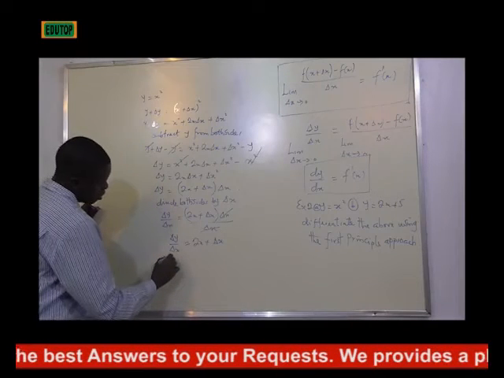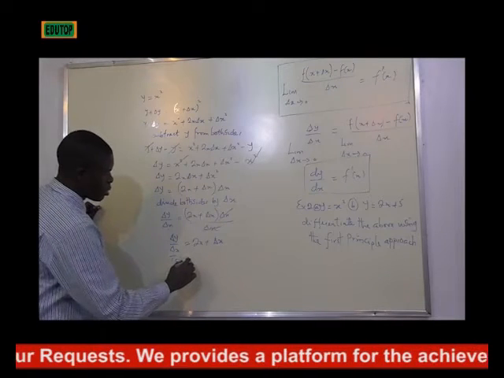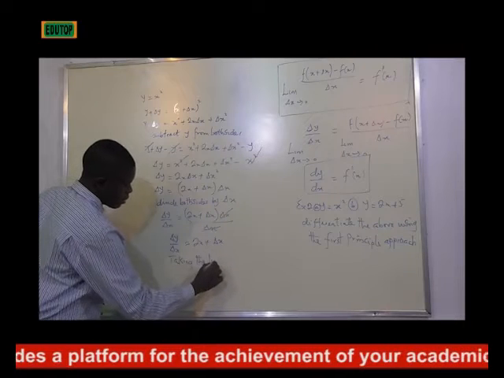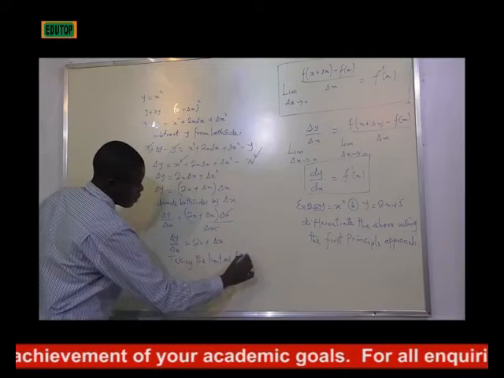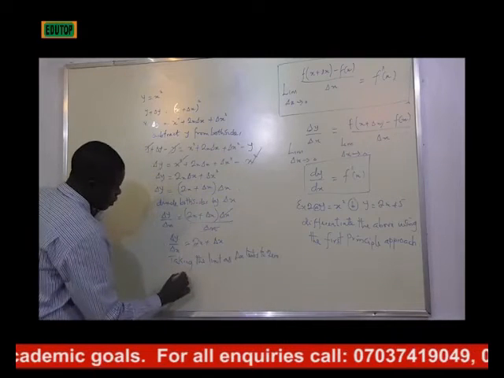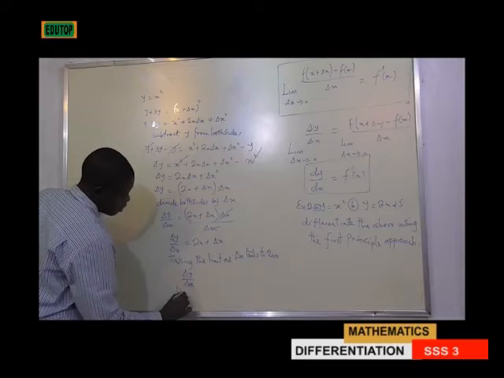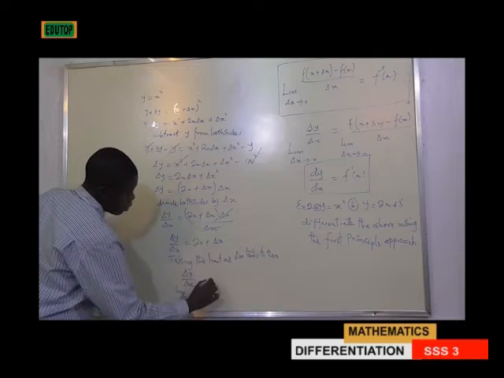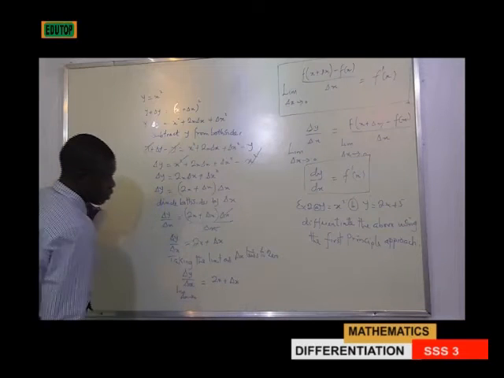Then taking the limits as change in x tends to 0, then I'll have the limit as change in x tends to 0 of change in y over change in x equals 2x plus change in x.